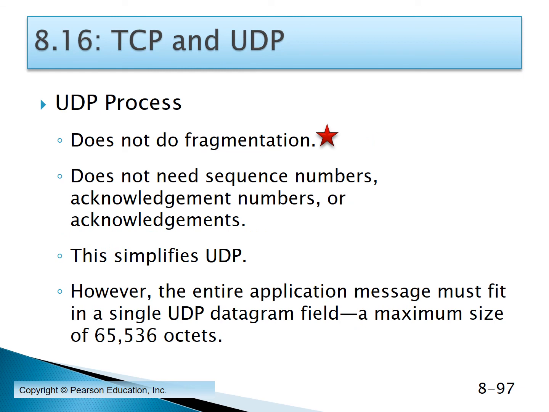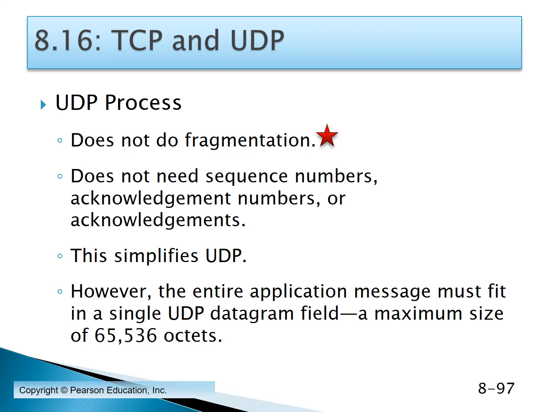The other one is UDP. UDP does not do fragmentation, so there is an upper limit on the size of a UDP segment. Sometimes we don't call it a segment, we call it a datagram for UDP, while segment is usually used for TCP. It does not need sequence numbers, acknowledgement numbers, or acknowledgement messages. The good thing is that this is a very simple process. I just throw the datagram at you. Of course, the datagram contains the packet. I just throw it at you.